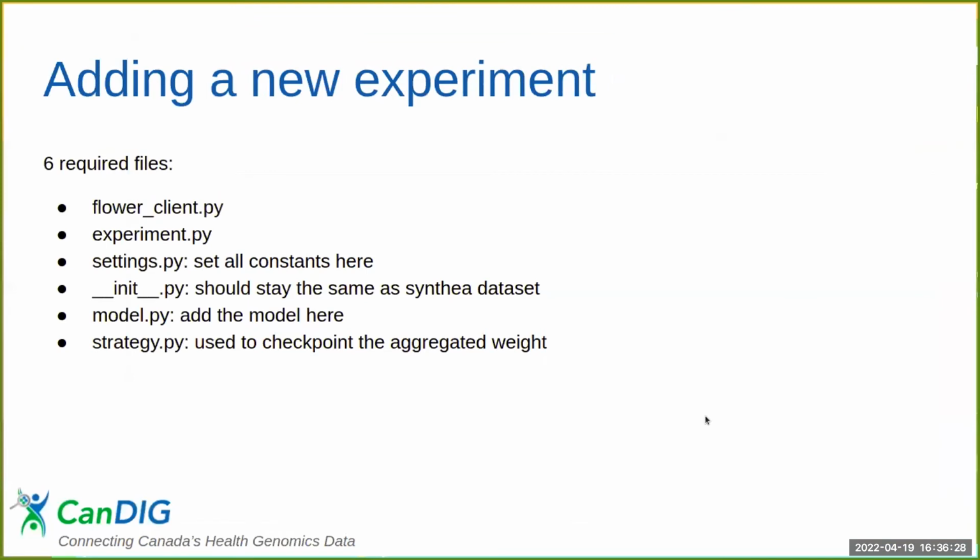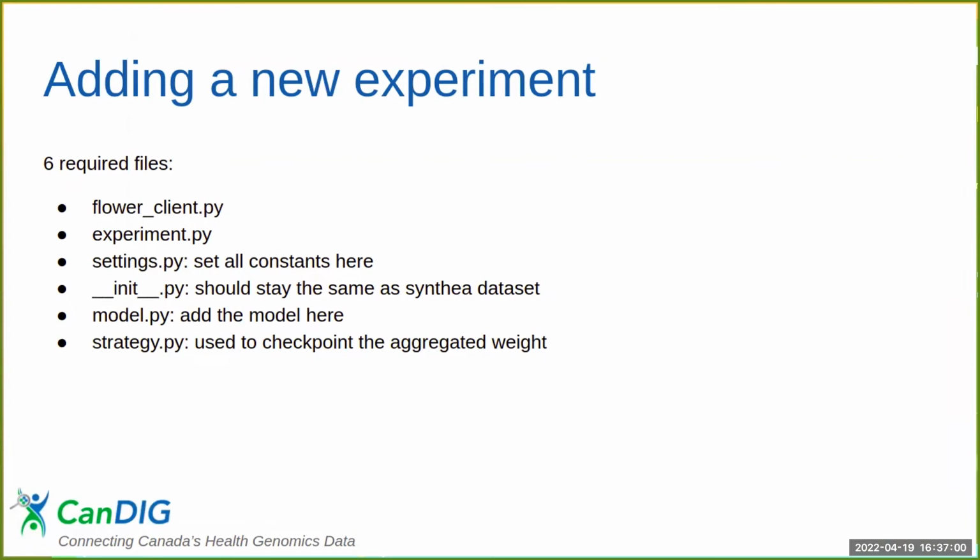And then in order to add a new experiment, as I mentioned before, you would need a settings.py file to have all the constants. The init.py file would stay the same as the Cynthia dataset. The model.py file would be where you add the model. If you wanted to modify the strategy.py file, you could do that as well. Otherwise, you would just have to override the abstract methods in the Flower client and experiment.py. Thanks to Ali, who came up with a clever solution to allow for injected experiments.